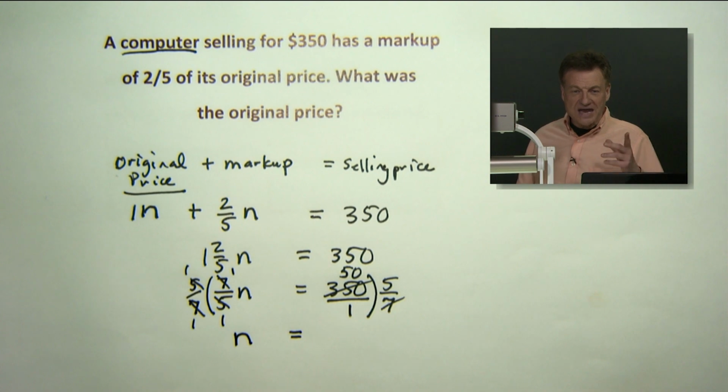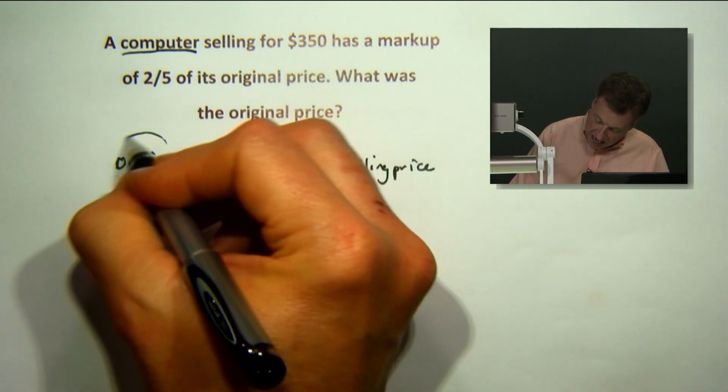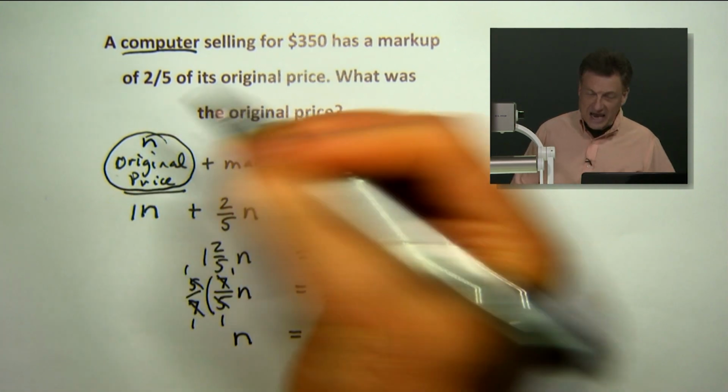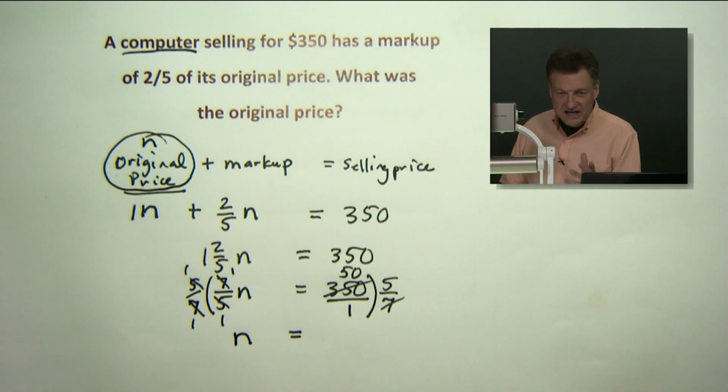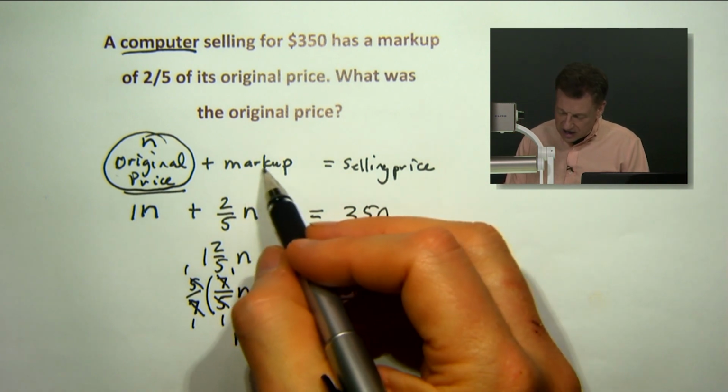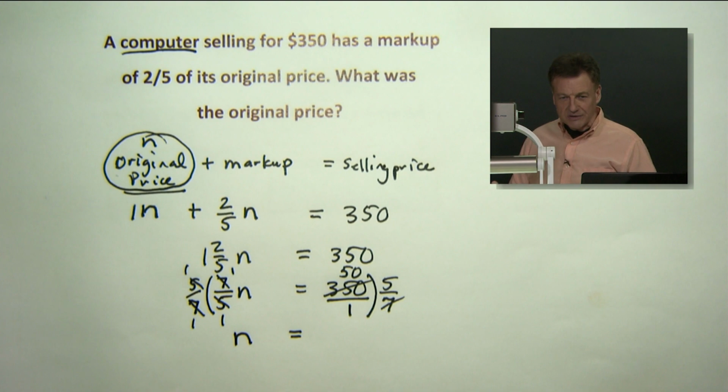Guess what we're trying to find out? The original price, which is n. That's our defining of the variable. Our markup, and we'll figure that out too. Everybody, we're going to check this thing out, make sure it works. We're not going to leave you hanging, right? It's MATHLINE. You know us. We're going to take good care of you.